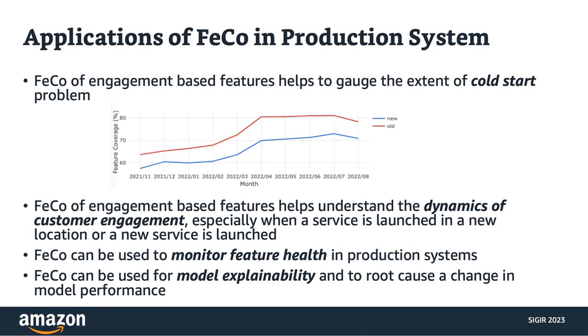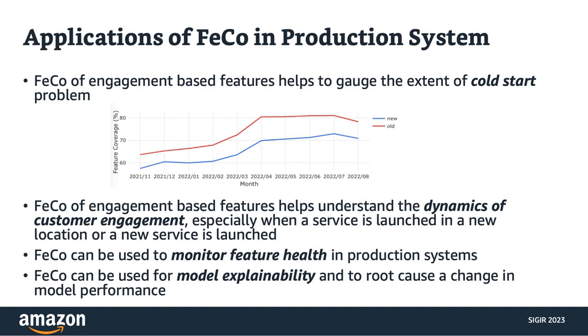Moving on to some of the applications of FICO in production systems. FICO, when measured for engagement-based metrics, can help understand the extent of the cold start problem in production. In the figure, we have shown the FICO score for an old and a new item. On tracking the metric over a period of time, we find that the new item gradually gains coverage. At some point of time, the new item gains sufficient coverage to overcome the cold start problem.